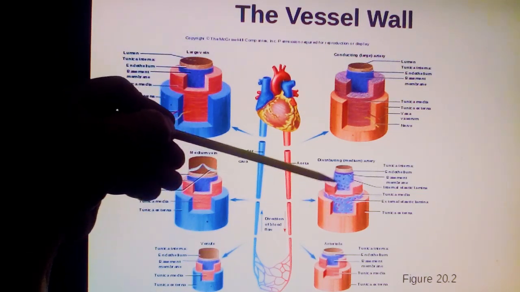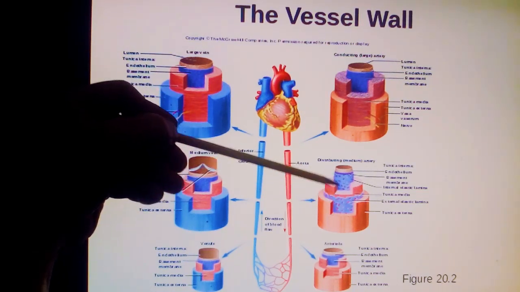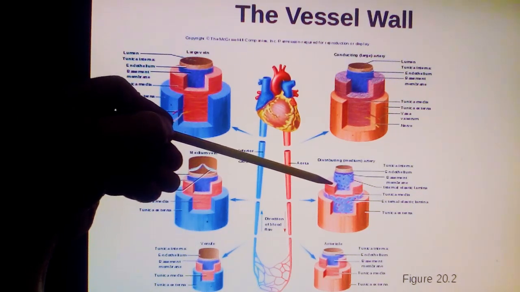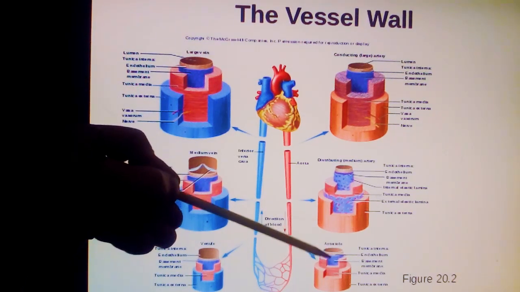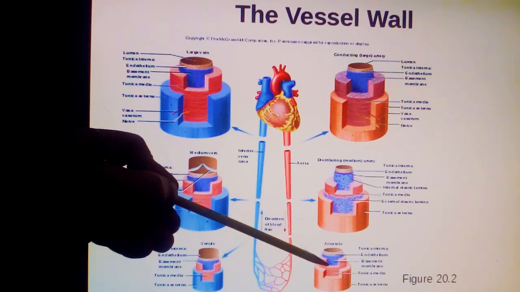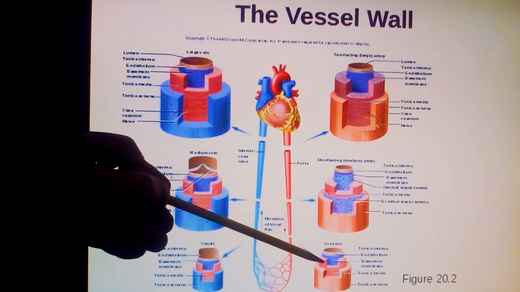This represents a medium-sized artery, a muscular artery. If you look at its tunica media, they're trying to represent a lot more smooth muscle. So that's what can control the diameter of the blood vessel. And this is an arteriole. It's still got all three tunics. They're all smaller, but it still has a substantial amount of smooth muscle to control the diameter.